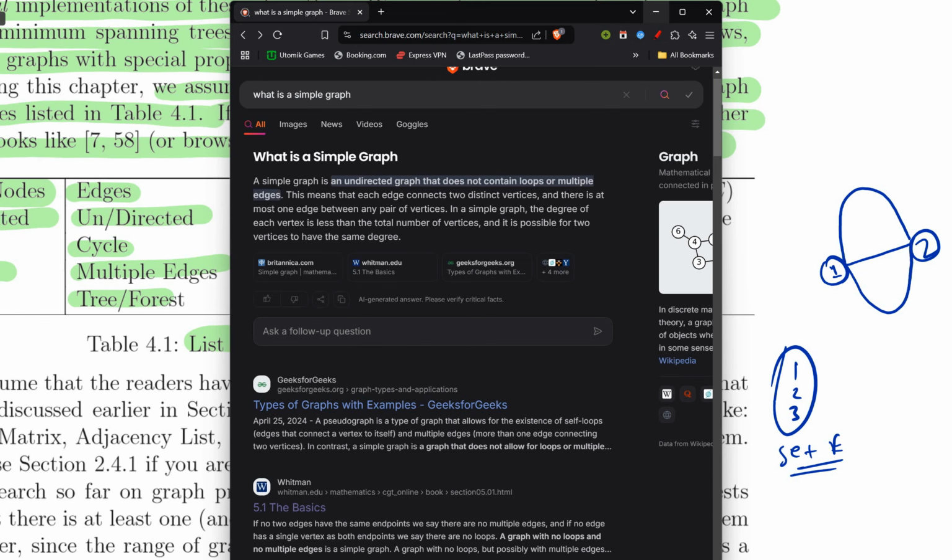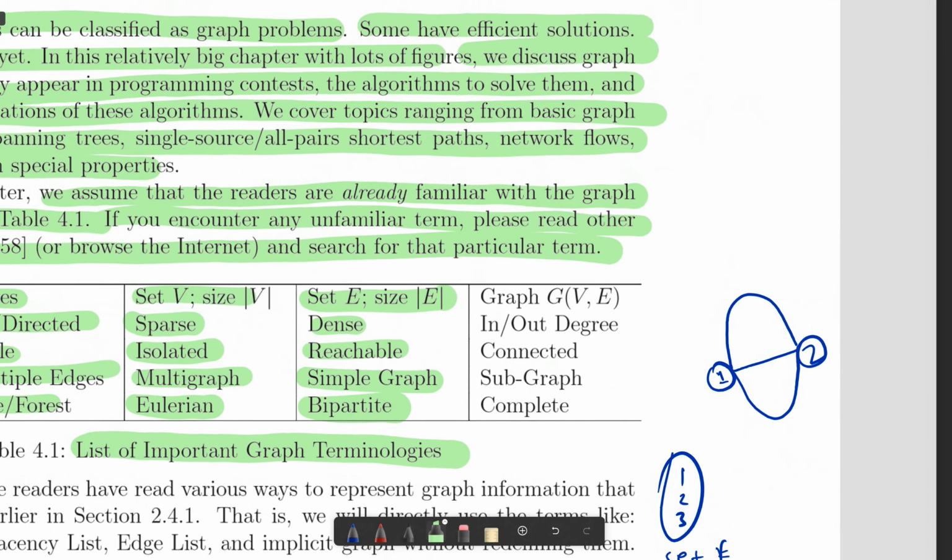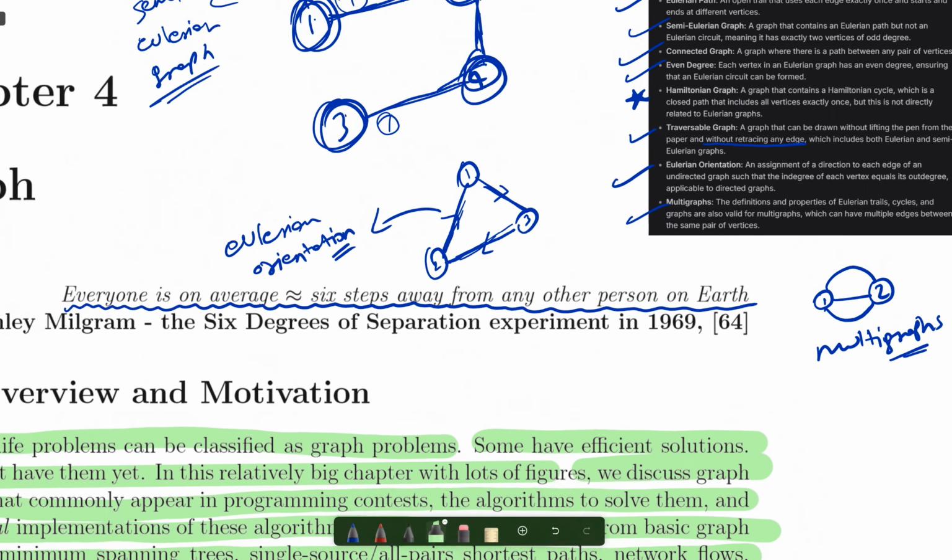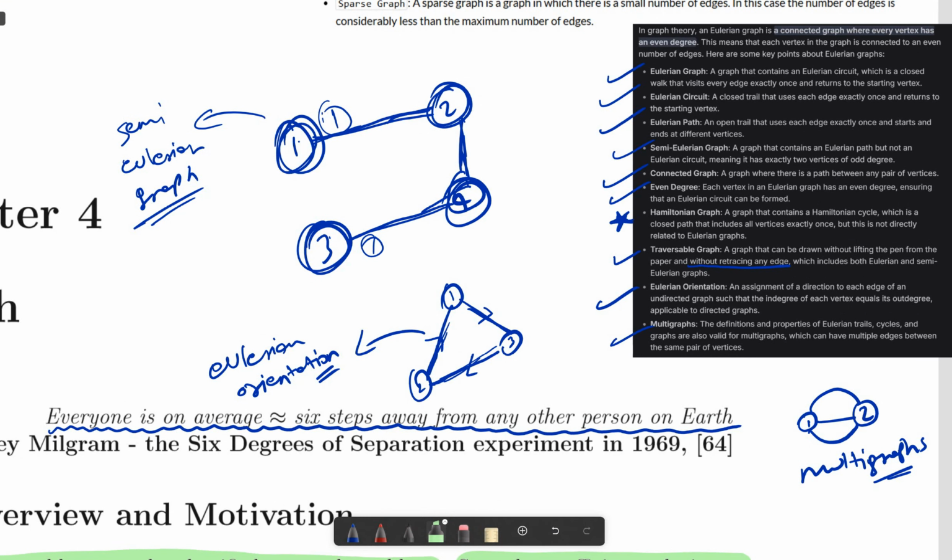So it is nothing but any graph you draw. Like this is also a simple graph, because if I say then this is one path. Okay, only one path between two vertices.